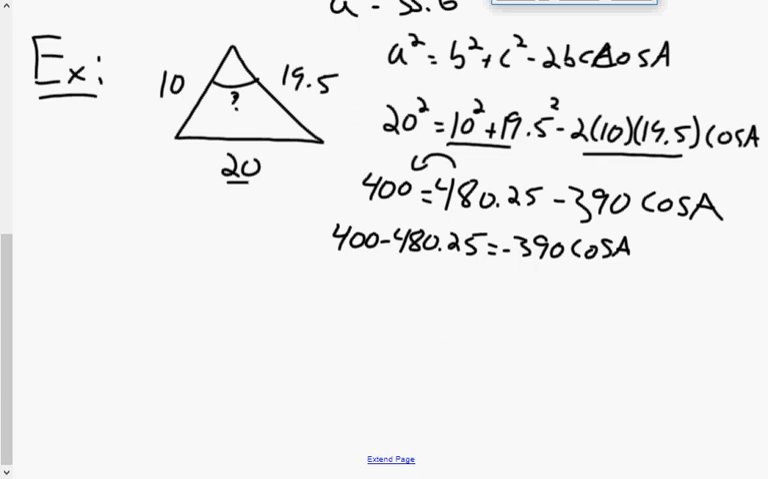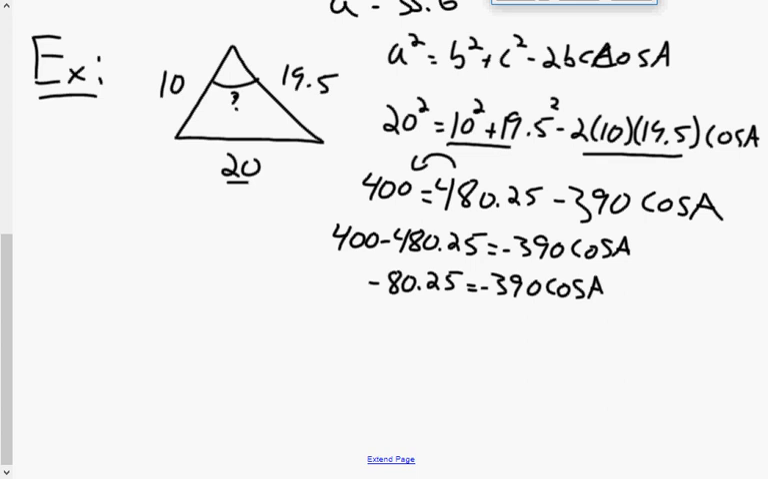You don't have to write all this part out. If you just want to figure it out, you can. I'm just going to show the steps because it's what I did over here. So if I work that out, it becomes -80.25 equals -390 cosine A. It's okay that this number here is negative because this here is also negative, so it's going to work out. Now, this is the part where a lot of people make the mistake.